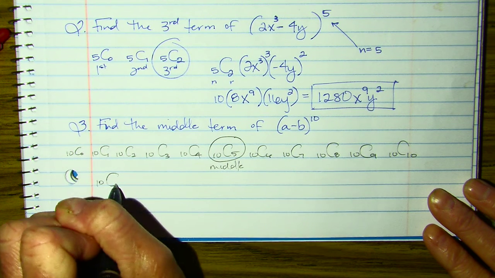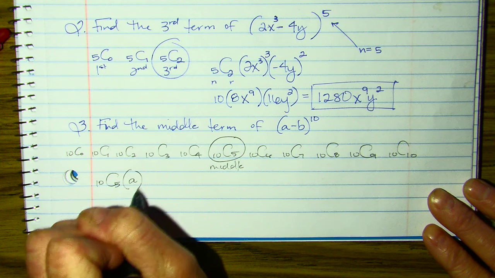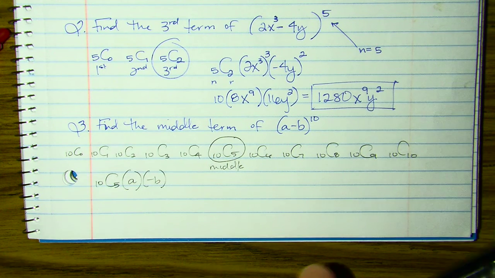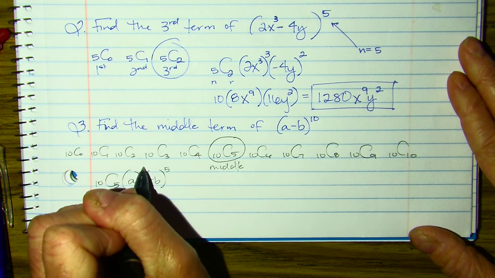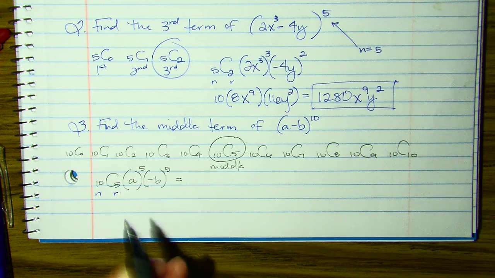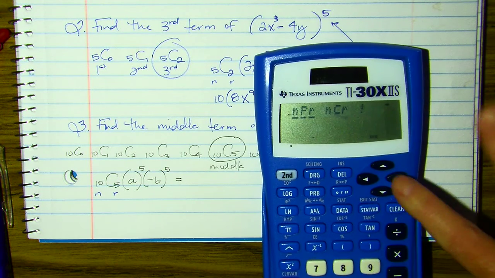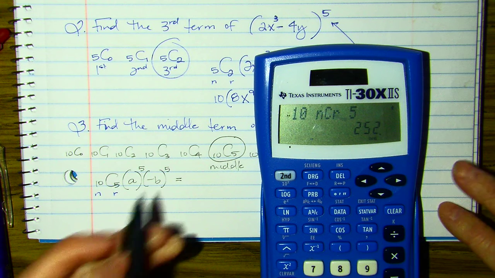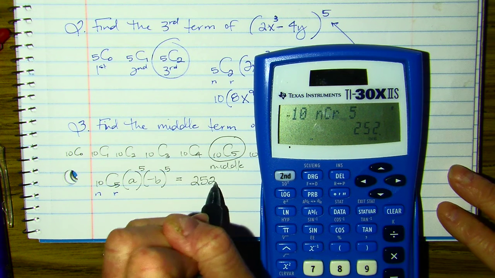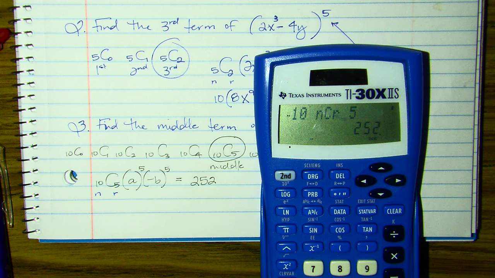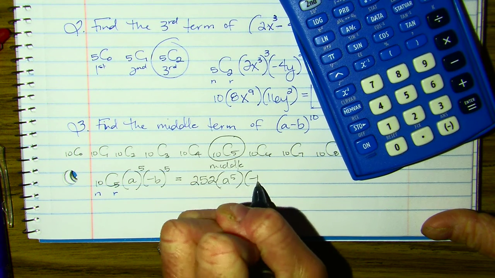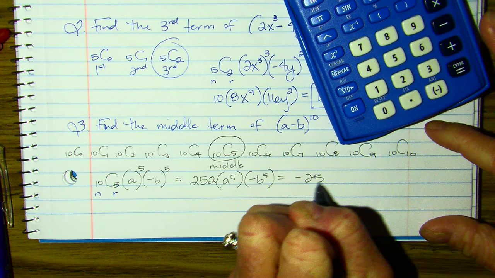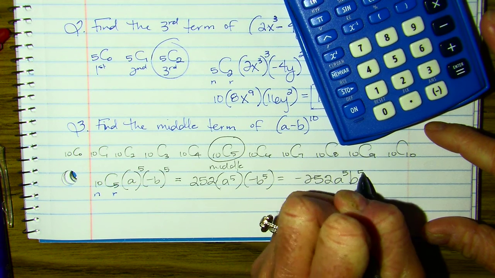So 10c5, my first term is a, my next term is negative b. Here is n, and here is r. So I know 5 goes here, and 10 minus 5 is 5. And so now I'm going to simplify. So 10, and then I hit the probability, 5, so I get 252. If you're using Desmos, just Google, or you'll find it under probability, and then you enter 10 and 5 in parentheses. And then I get a to the 5th and negative b to the 5th. So that gives me negative 252, a to the 5th, b to the 5th.